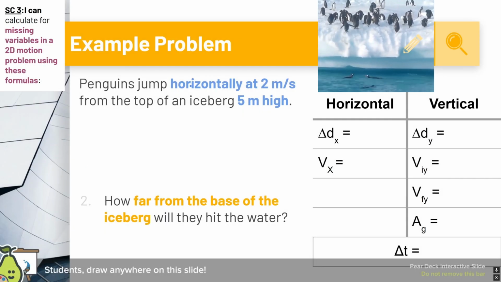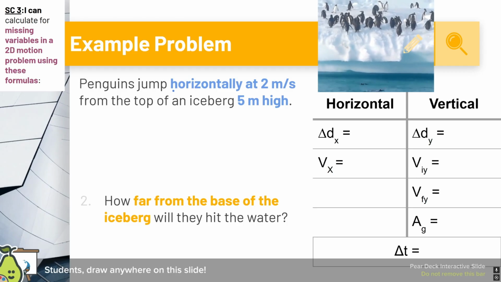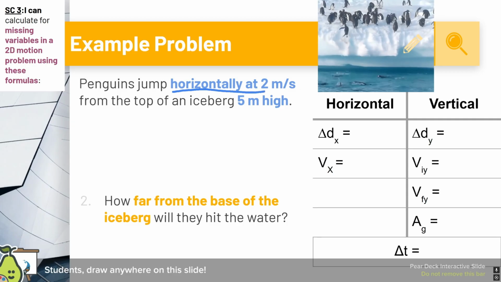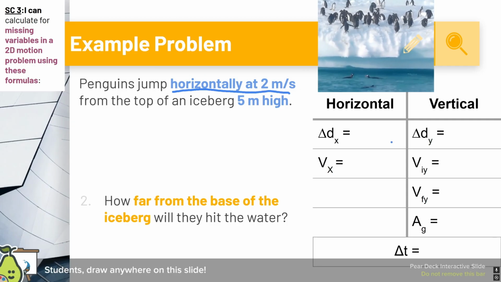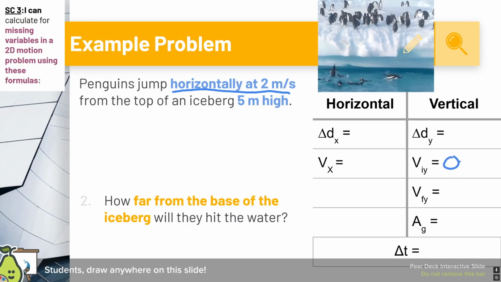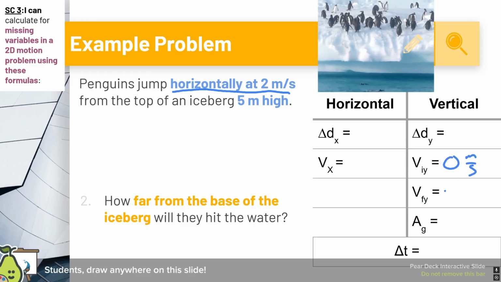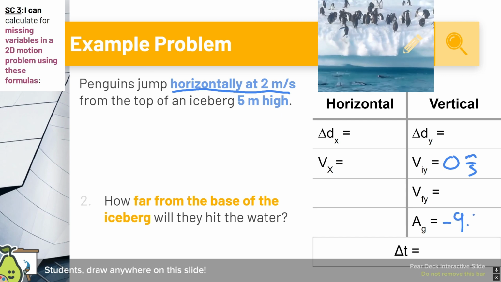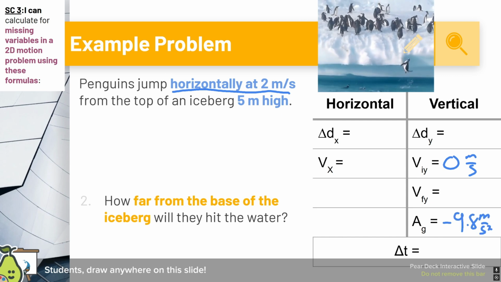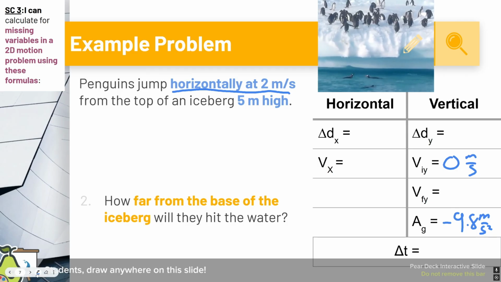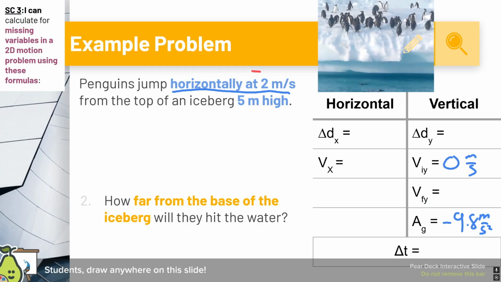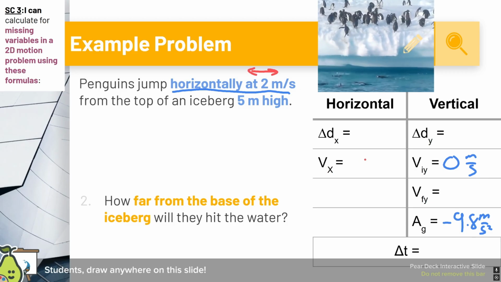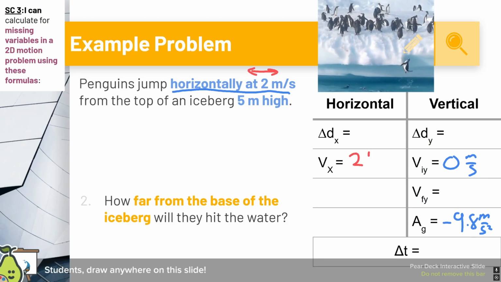All right, on to question number 2. Right here we have an object being launched horizontally at 2 meters per second. The word horizontally immediately tells us we got 0 meters per second in our VIY, and we also got negative 9.8 meters per second squared. It's going at 2 meters per second, and that is horizontally. So that's horizontal, so that's left to right. So that means that will have to be our Vx.